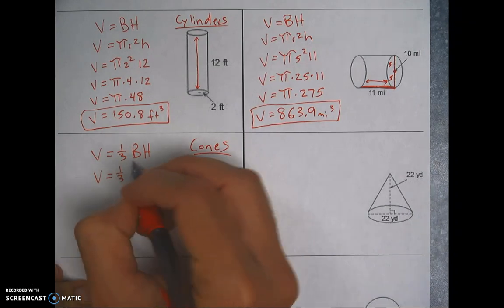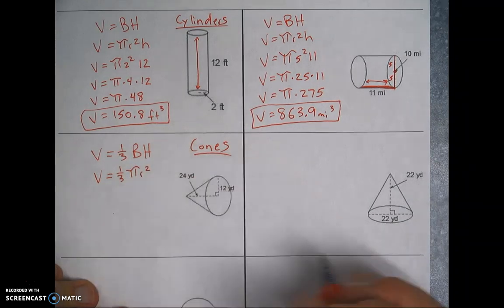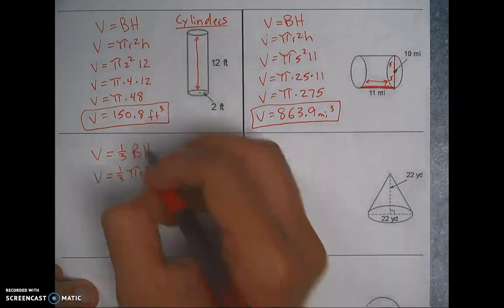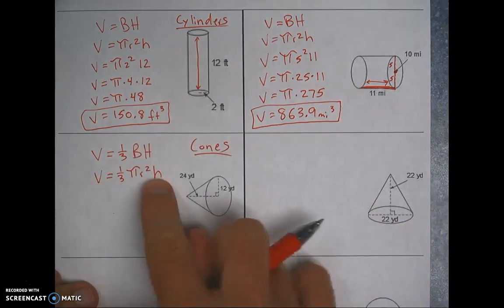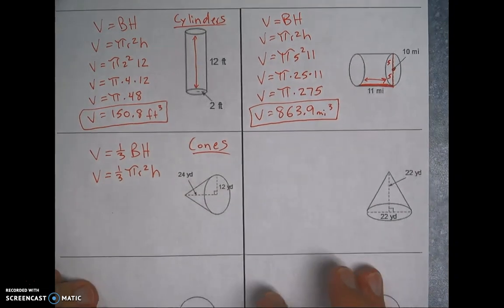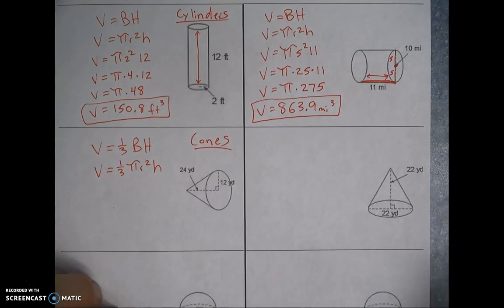So in the geometry textbook, it's not going to use big B and H. It's going to replace big B with the area of the base. So since it's a circle, pi r squared times the height, and it's going to use a lowercase height. So this is what you'll see in a geometry textbook, 1/3 pi r squared times the height.